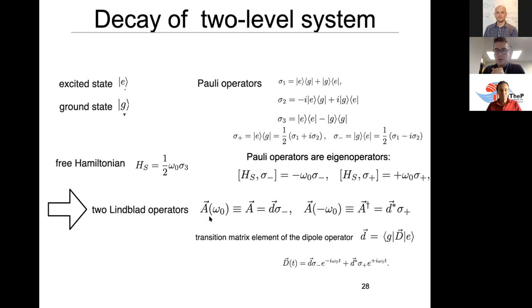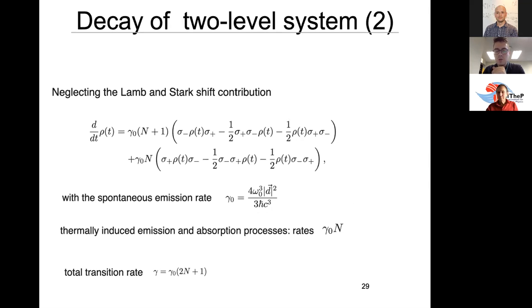after we obtain the only two Lindblad operators, A omega naught and A minus omega naught, we can just substitute these into the quantum optical master equation that we derived, when we assumed an open system which interacted with a quantized electromagnetic field. If we substitute our Lindblad operators into this expression, we can write the master equation in this form.